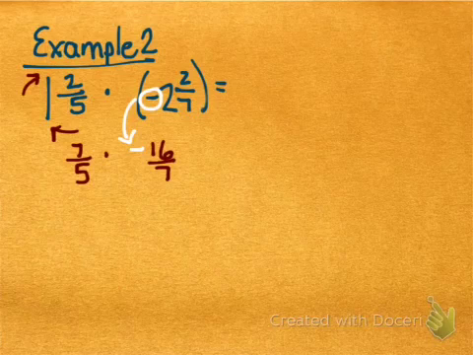Next step, simplify on the diagonal. Do you see anything diagonally that you can simplify? Yes, the 7s. So you can divide by 7 there and get 1 on both sides.